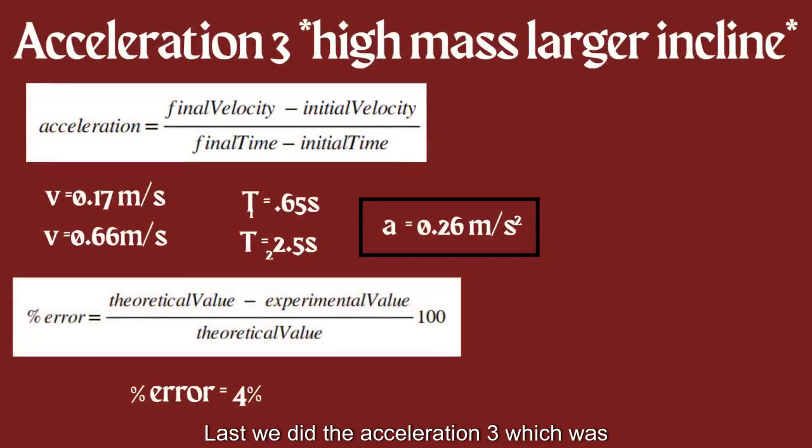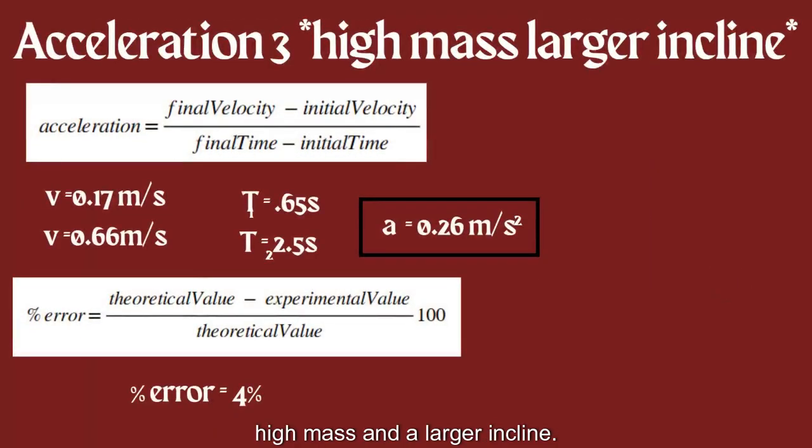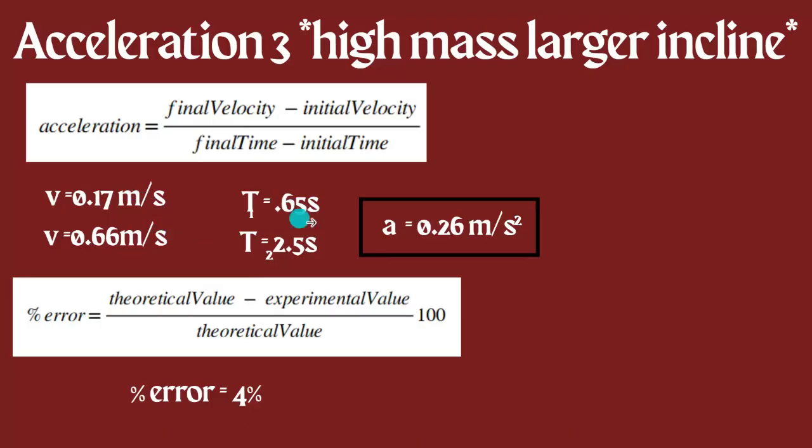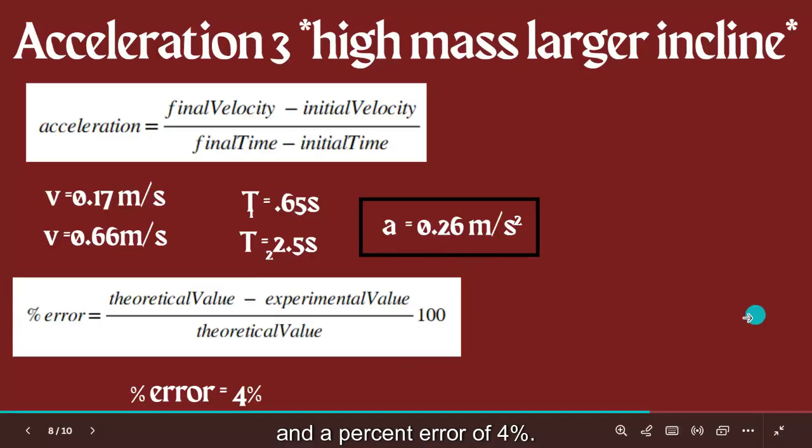Last, we did the acceleration 3, which was high mass and a larger incline. Here we use the same equations as before. Our initial velocity is 0.17 meters per second at 0.65 seconds, and our final velocity is 0.66 meters per second at 2.5 seconds, which gave us an acceleration of 0.26 meters per second squared and a percent error of 4%.